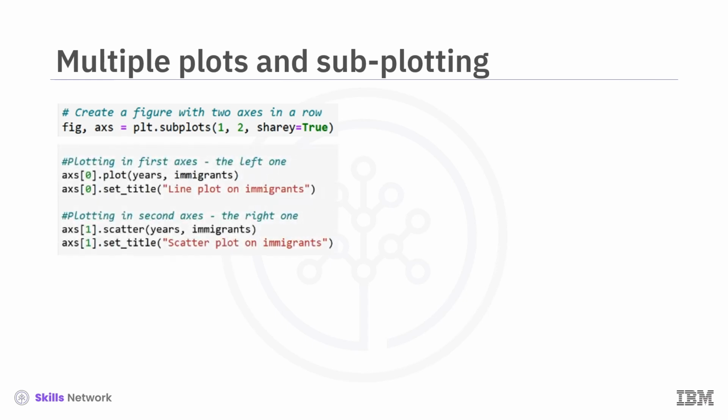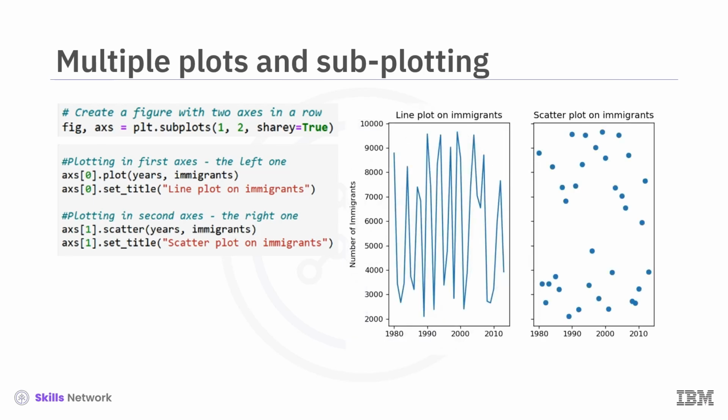Now you have two axes, axs with index 0 and axs with index 1, and you can plot your plots as you did earlier. axs[0].plot function for the line, axs[1].scatter for a scatter plot. And see, you have created two plots together.